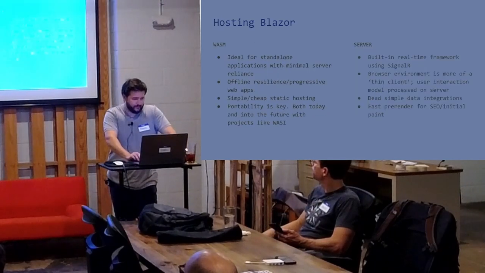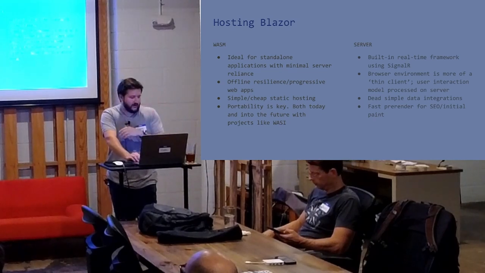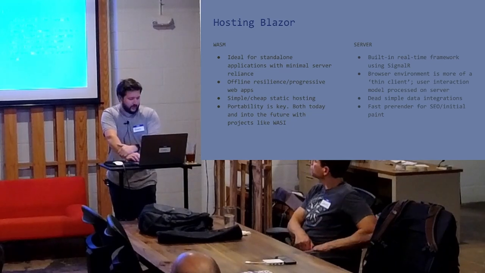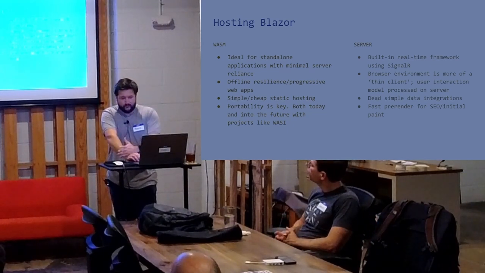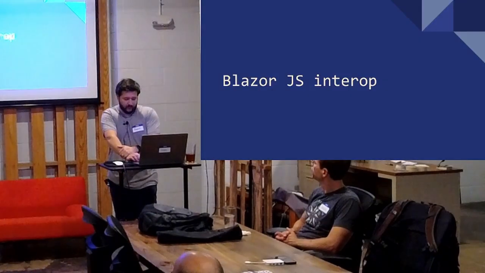The trade-offs are longer build times and maybe slightly larger payload downloads, but that's an upfront cost and not too bad. So hosting Blazor WASM: ideal for standalone apps. If you want them to be progressive apps, offline, it's very simple to host, right? Just static hosting for those files, and very portable. Server is great for real-time processing. It allows you to keep basically everything on the server, with fast pre-render times, and it's very simple to do data integrations with the server.